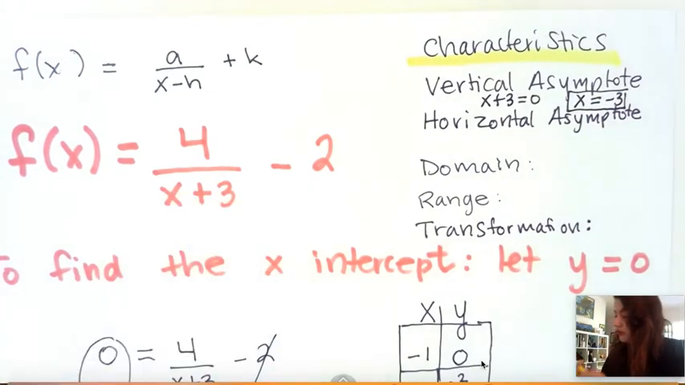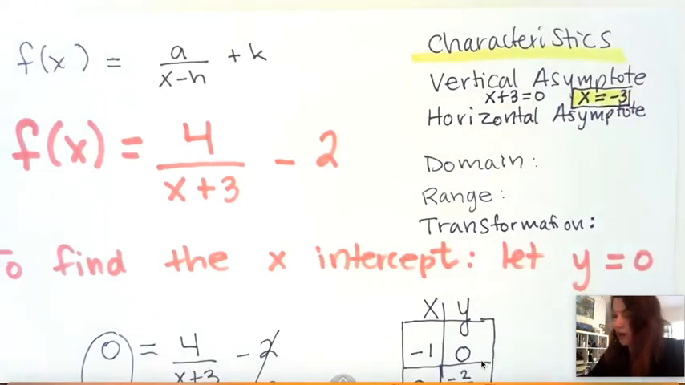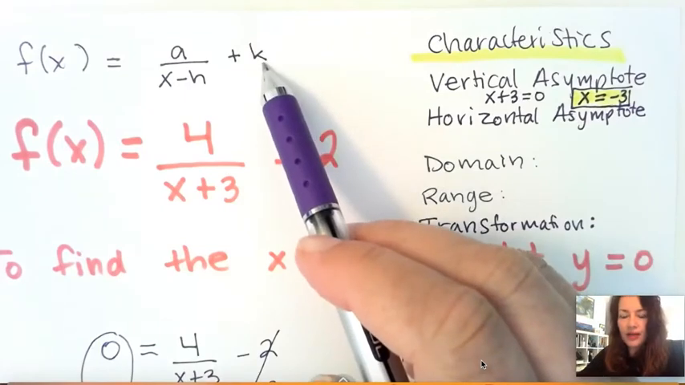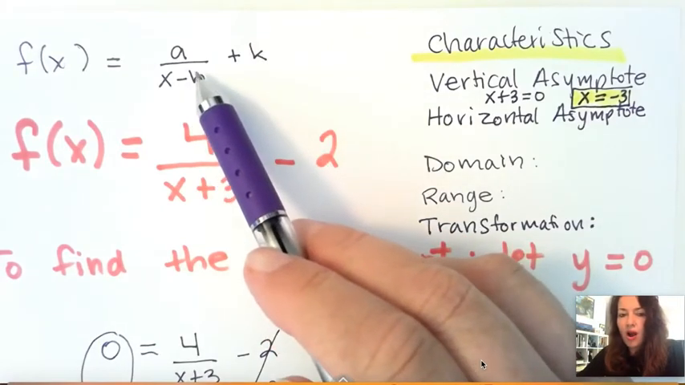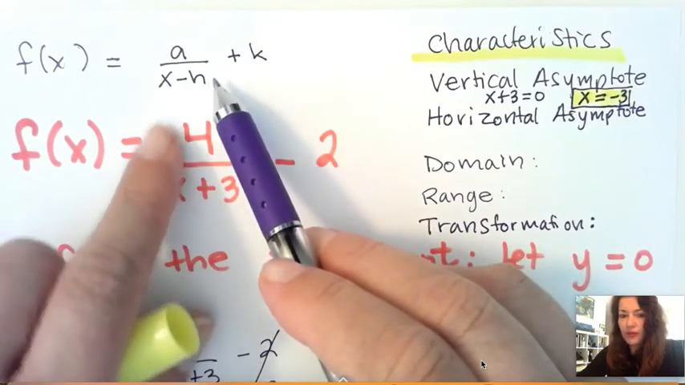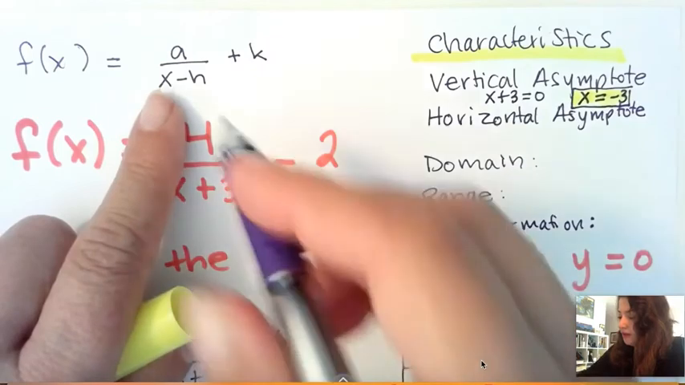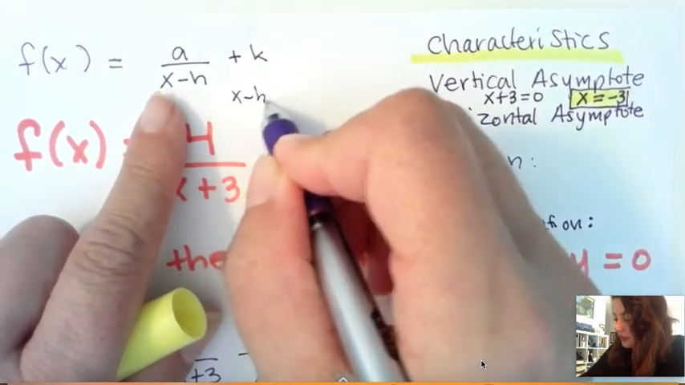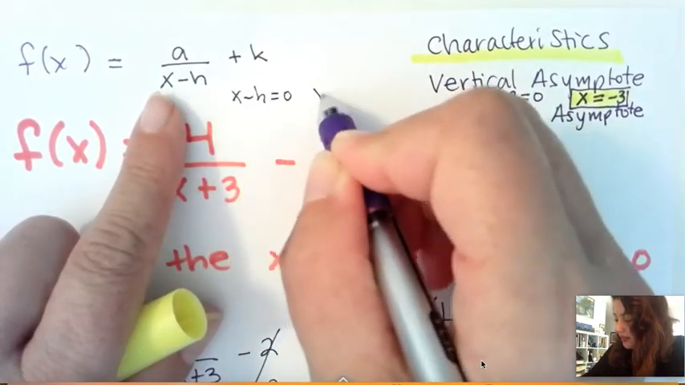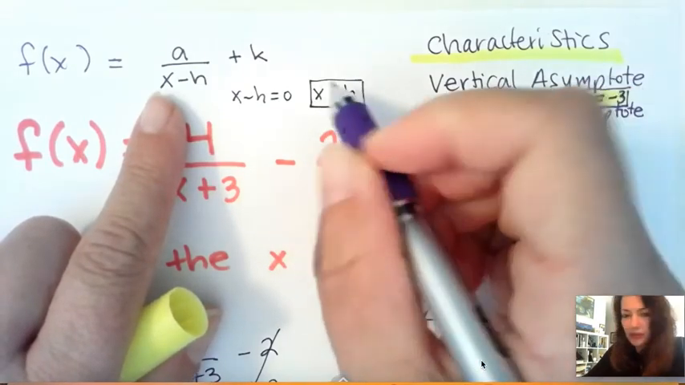What is our horizontal asymptote? Our horizontal asymptote is our k value right here. So if I go back, our vertical asymptote happens to be our h. So if we apply the same knowledge as we did for the denominator, if I said x minus h equals 0, then x equals h is always going to be our vertical asymptote.